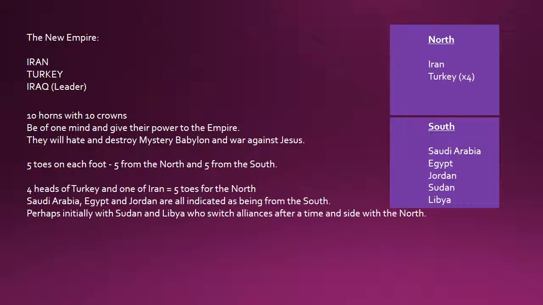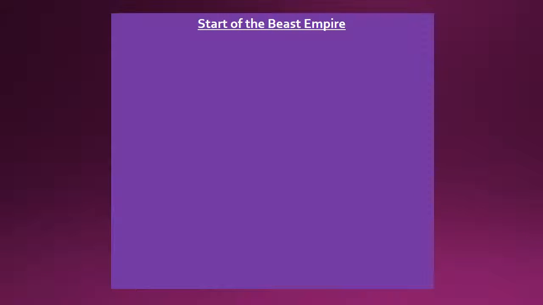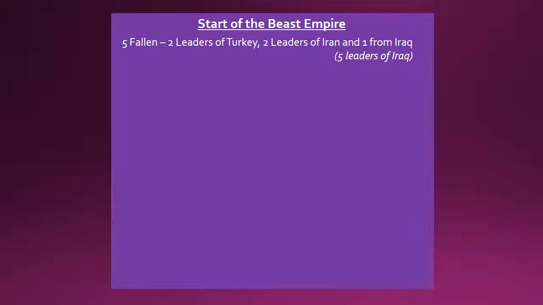So we have a brief overview of the start of the Beast Empire, and using Daniel, the order of events. The start of the Beast Empire will be after 5 leaders have fallen. So it'll either be 2 from Turkey, 2 from Iran, and 1 from Iraq, or possibly 5 leaders from Iraq. Turkey will then split into 4, and Iran and Iraq will get a new leader. These 6 countries are the 6 heads of the 7-headed beast. Then the alliance will happen.